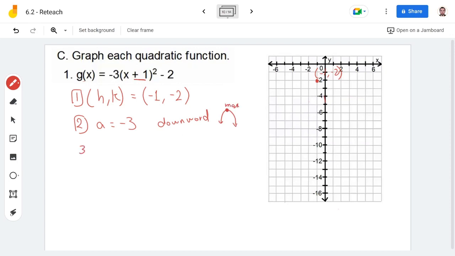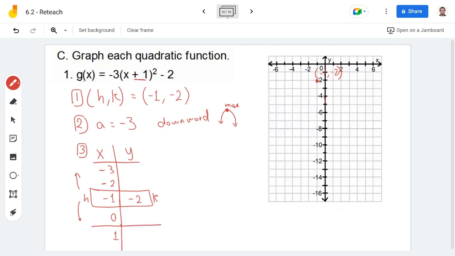Okay, step 3, let's create the tables. So now the table will be x, y. So what should I write in the middle of my tables here? I have to write h and k. So h and k here is -1 and -2. Now pick 2 points less than -1 and 2 points greater than -1. So it should be -2, -3. Greater than -1 is 0, then 1.